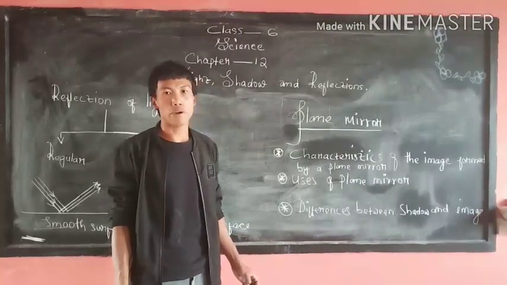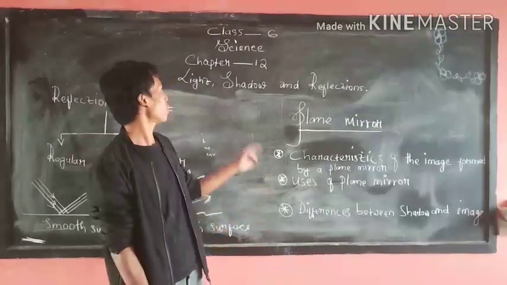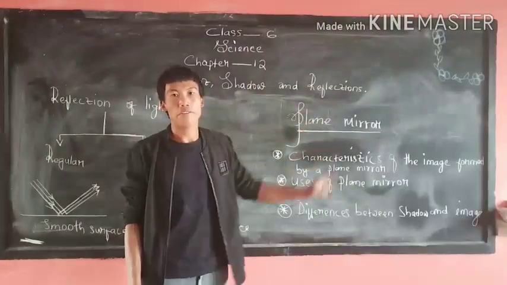So with these few points and explanation, I conclude chapter 12, that is light, shadow and reflections.